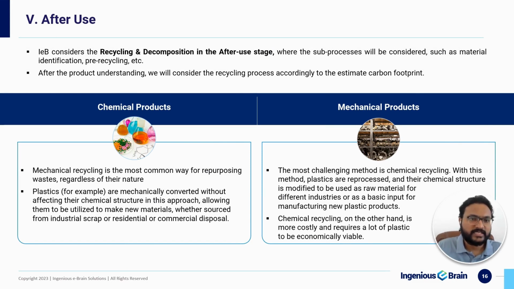Lastly, we look into the after use stage, which is where the products are being recollected and recycled and ultimately being used in the new production facilities. So there are different product categories like the chemical products and the mechanical products, and accordingly we have to look into the different processes from the chemical recycling side as well as the mechanical recycling side.